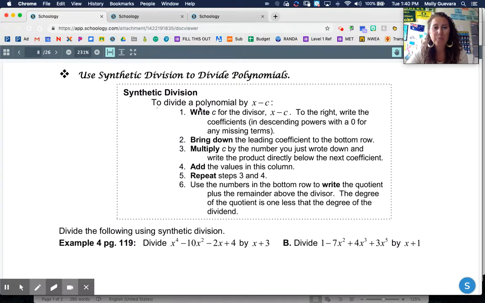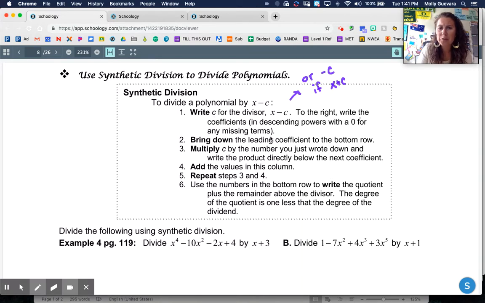To divide a polynomial by x minus c, so like x plus 3, x plus 1, x minus 7, whatever it is, you're going to write c for the divisor x minus c. It's always the opposite sign. It would be negative c if your divisor is x plus c. So you always take the opposite sign. If it's x plus 4, I would have negative 4. And if it's x minus 7, I would have positive 7.